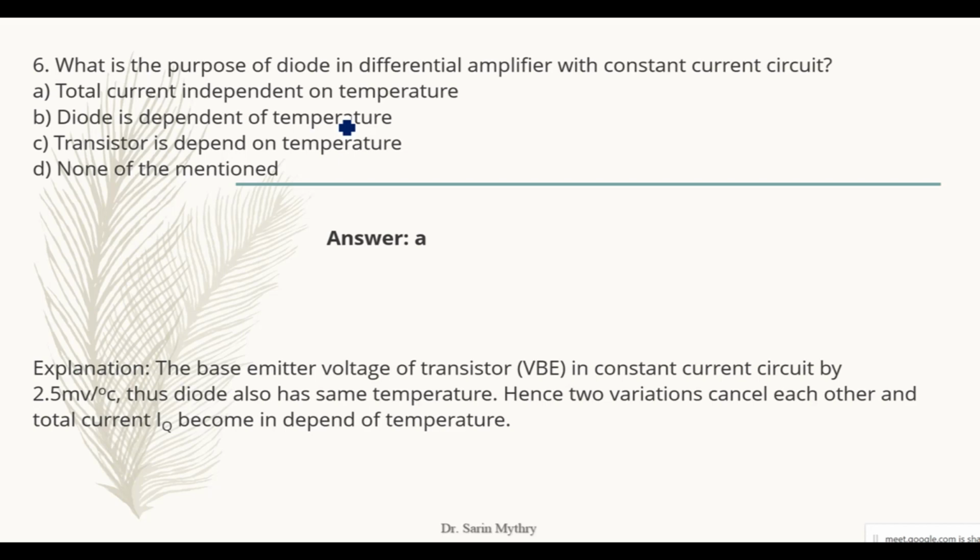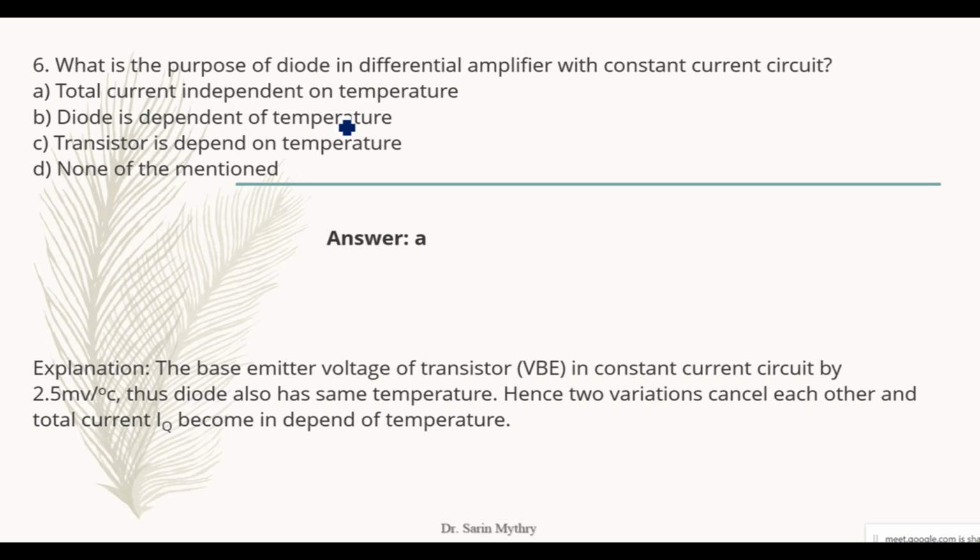Why is it constant? Because if a current is varying, the electrons are moving from one place to another place. The fast movement of the electrons causes a thermal effect, and that thermal effect we call temperature. So now here the current is constant, which means the charge carriers are also constant. Because the charge carriers are not moving, the total current present in a constant current circuit will be completely independent of the temperature.